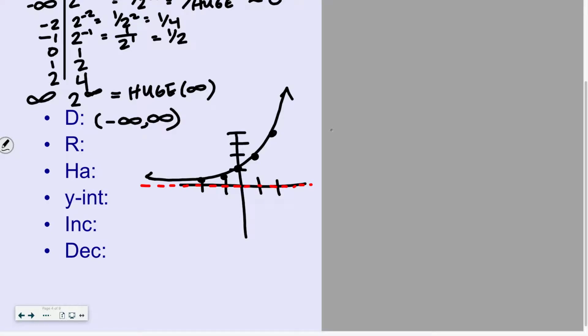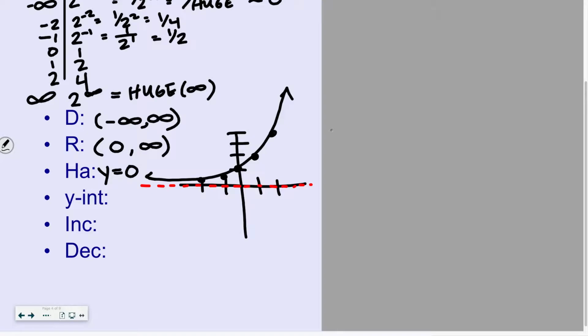What kinds of things did I get out in the y column? Greater than zero, but not equal to 0, right? So we're going to use parentheses, 0 to infinity. So note that for any exponential function, you're really not going to use brackets at all because you're never going to include your horizontal asymptote. Your horizontal asymptote would be at y equals 0 in this case, which is the x-axis.